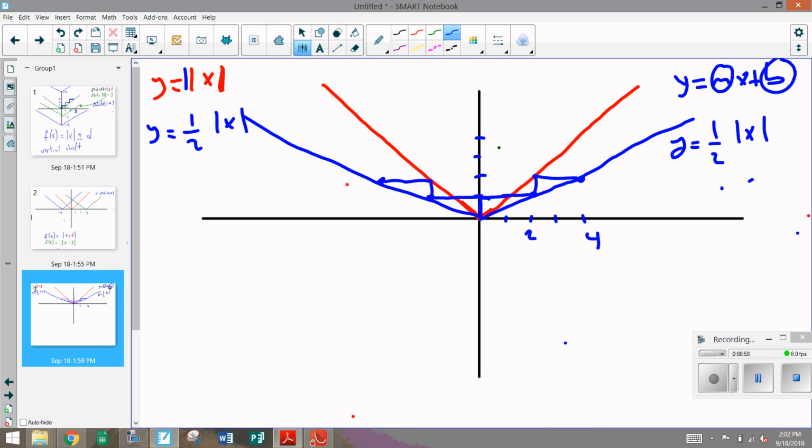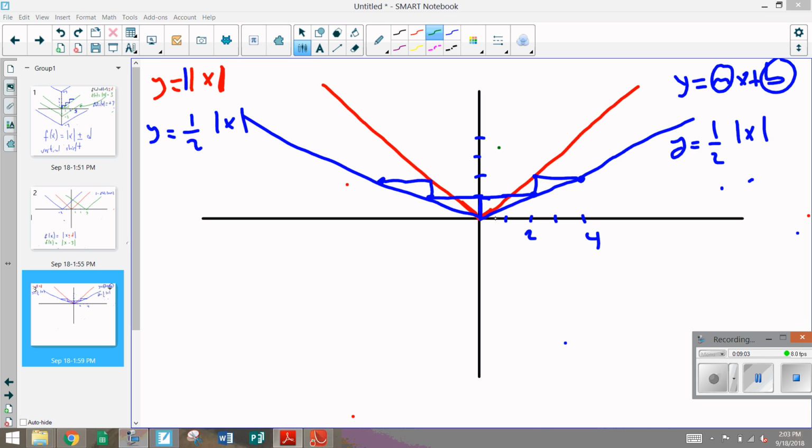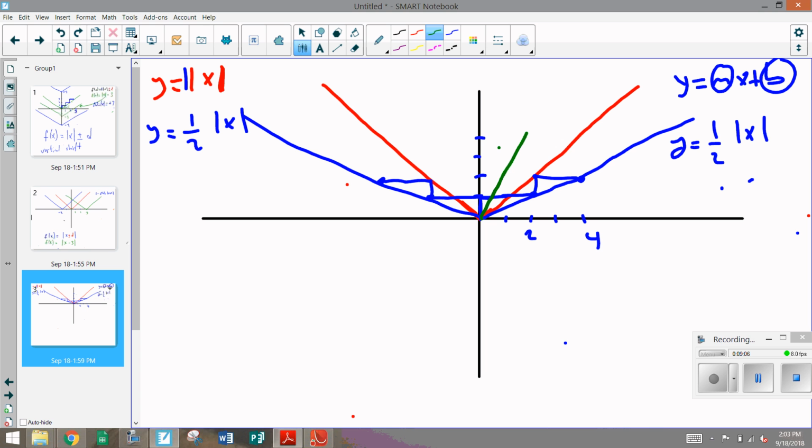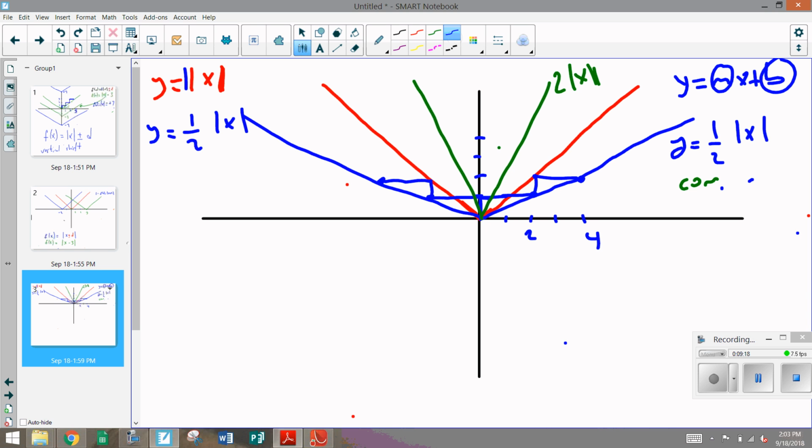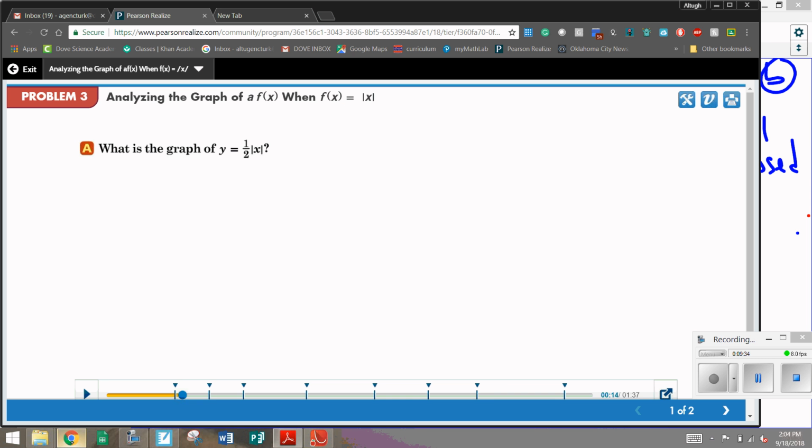This is important. This portion is important. Now, this is stretched by the factor of 2. This is stretched, but this one is compressed. Compressed by the factor of 1 over 2. Is that right? Okay, now see the example.